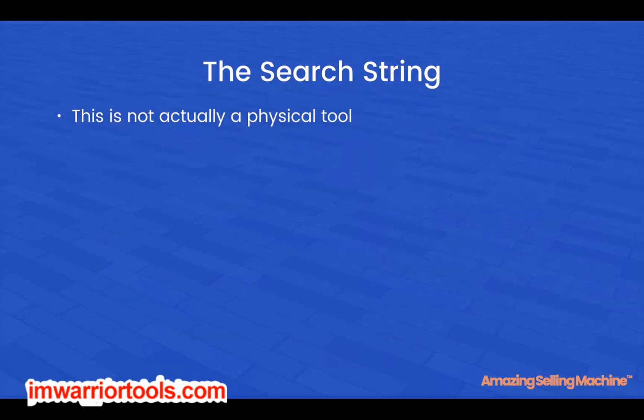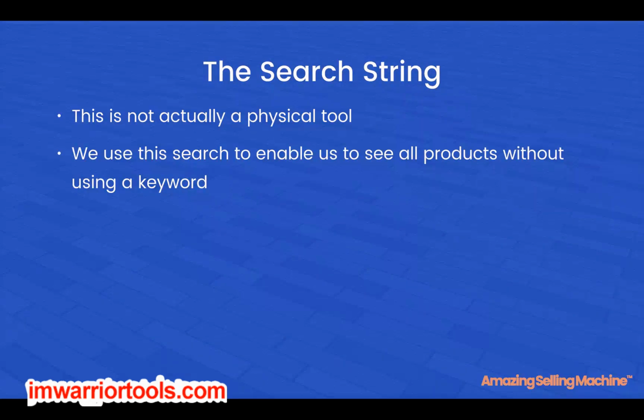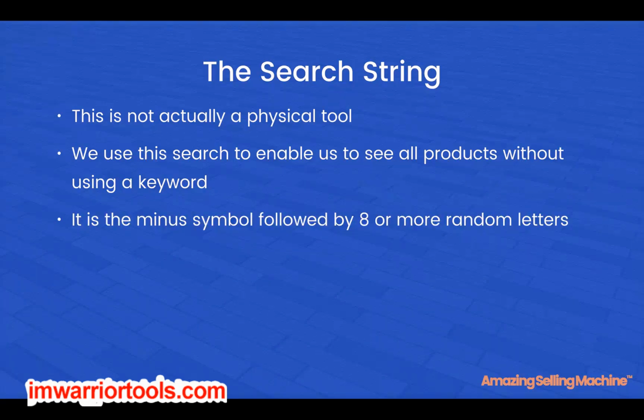The search string. Now, this is not actually a physical tool. We use this search to enable us to see all products without using a keyword. It is the minus symbol followed by 8 or more random letters that do not make up a word. And again, we're going to take a closer look before the end of this lesson.